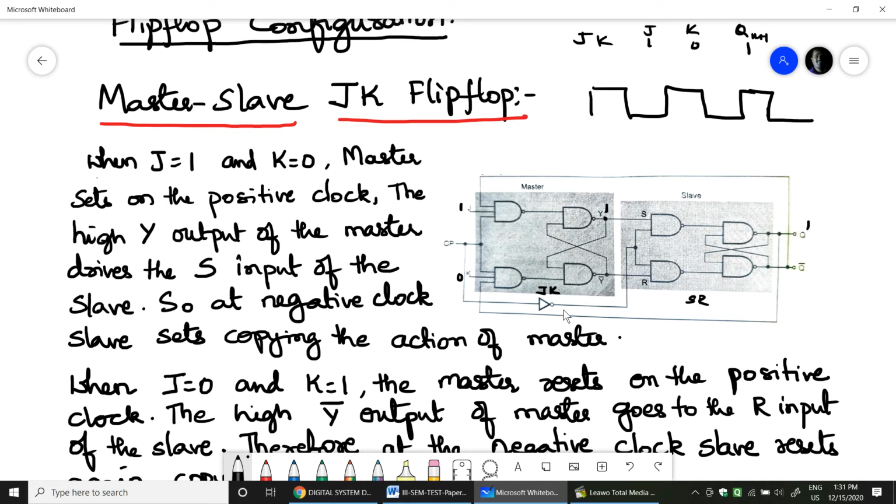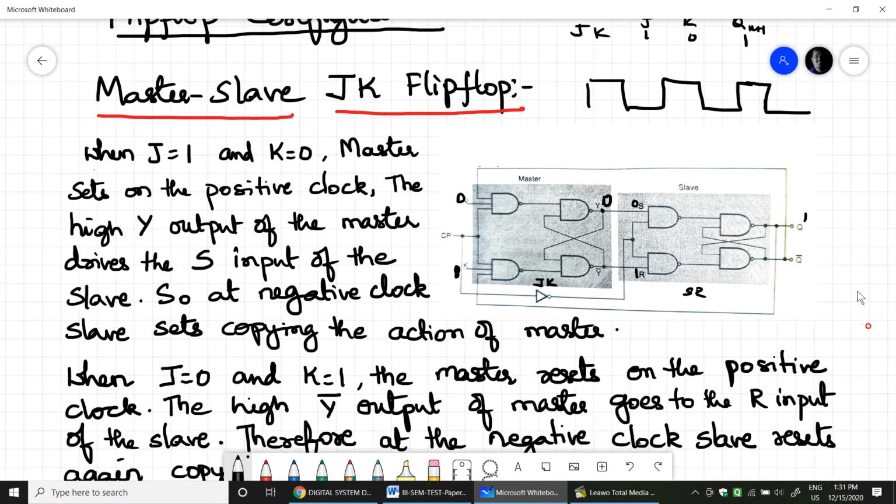Therefore, Q becomes 1. When j equals 0 and k equals 1, in the same way y will go 0. Now this y will make s go 0, and y bar will make r equal to 1. Therefore, during positive clock pulse, master will reset. Therefore, during negative clock pulse, the slave will reset. So that is one.